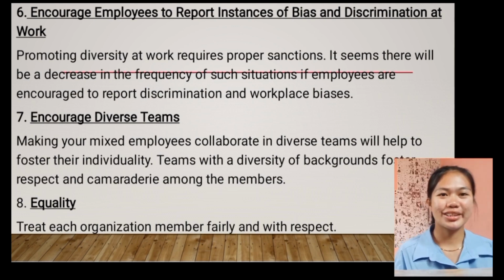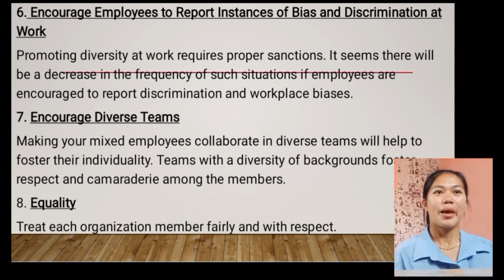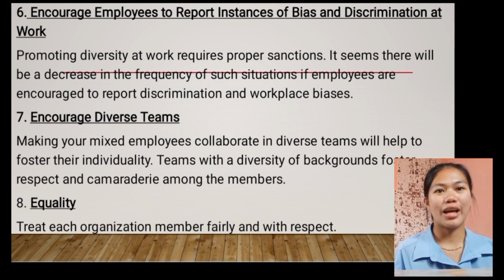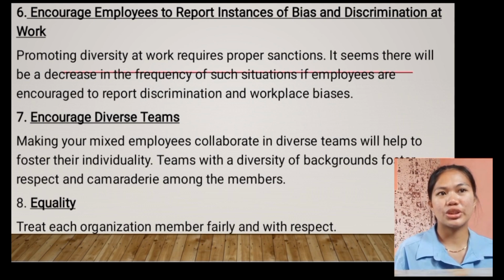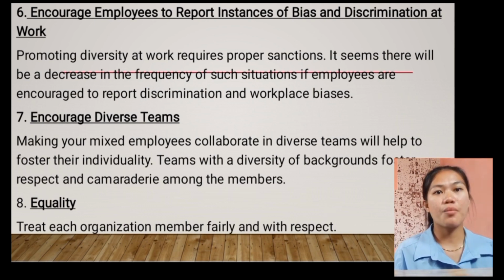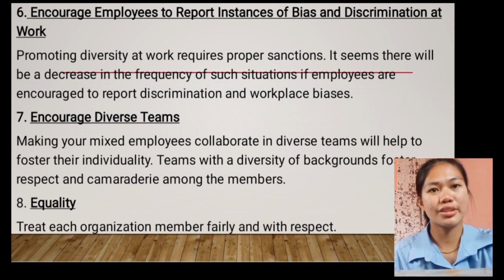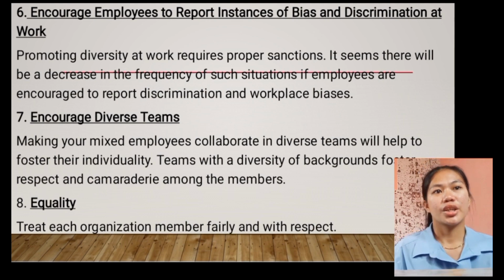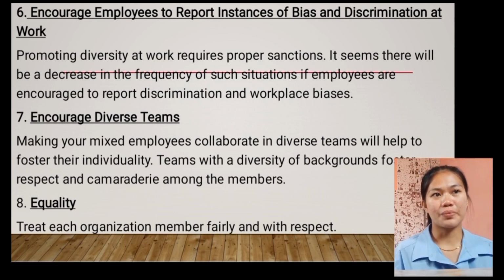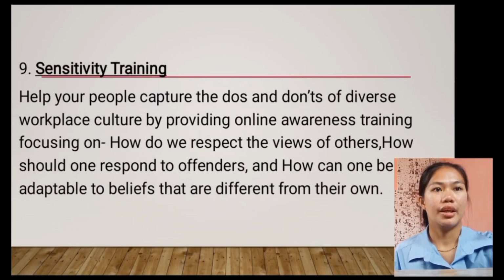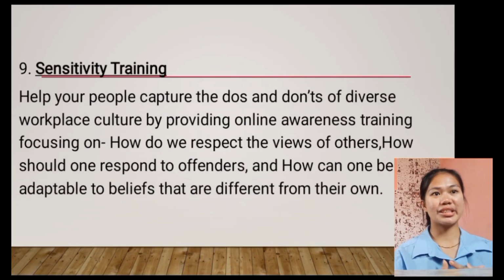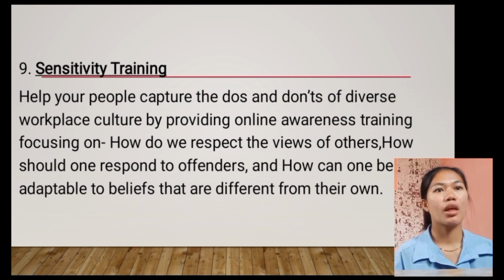Next is encourage diverse teams. Making your mixed employees collaborate in diverse teams will help to foster their individuality. Teams with a diversity of backgrounds foster respect and camaraderie among the members. Next is equality. Treat each organization member fairly and with respect. And the last one is sensitivity training.